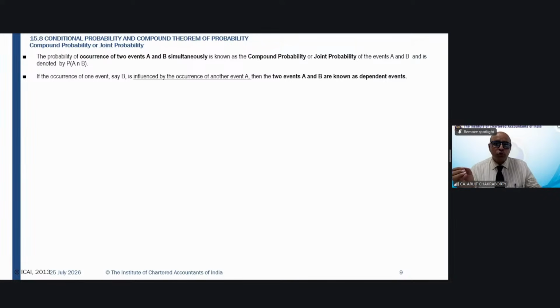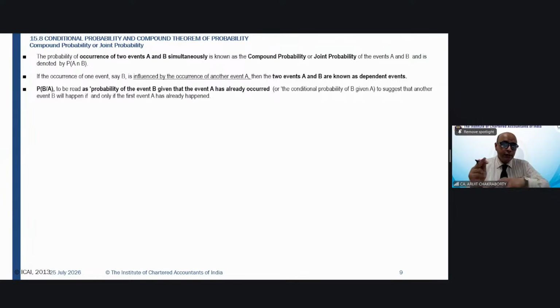So the probability of two events occurring together was given by P(A) into P(B), probability of event A into the probability of event B. But here we see a situation which is known as conditional probability, and this is denoted by a scenario where the occurrence of one event B is influenced due to the occurrence of another event A. So here we use another term, P(B/A), which we read as probability of the event B given that event A has already occurred.